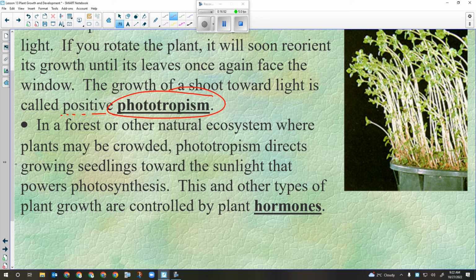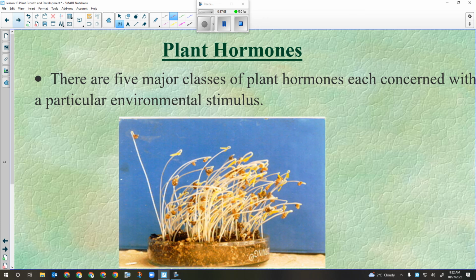All right, so all these patterns of growth, and plant growth in general, are controlled just like ours is. It's controlled by hormones, chemical signals that the plant can make that tell it to do certain things. There's 5 major classes of plant hormones that we're going to go over, and they each are responsible for a slightly different pattern or type of growth within the plant.